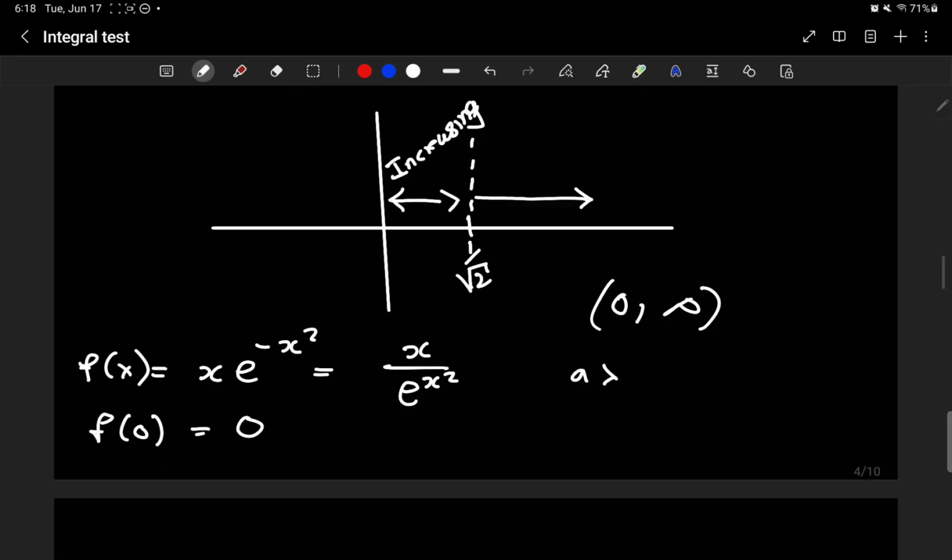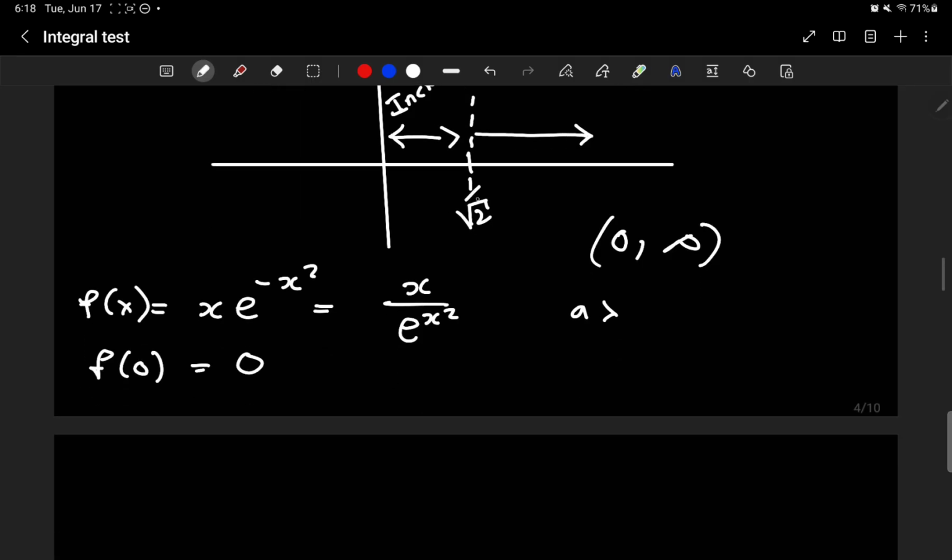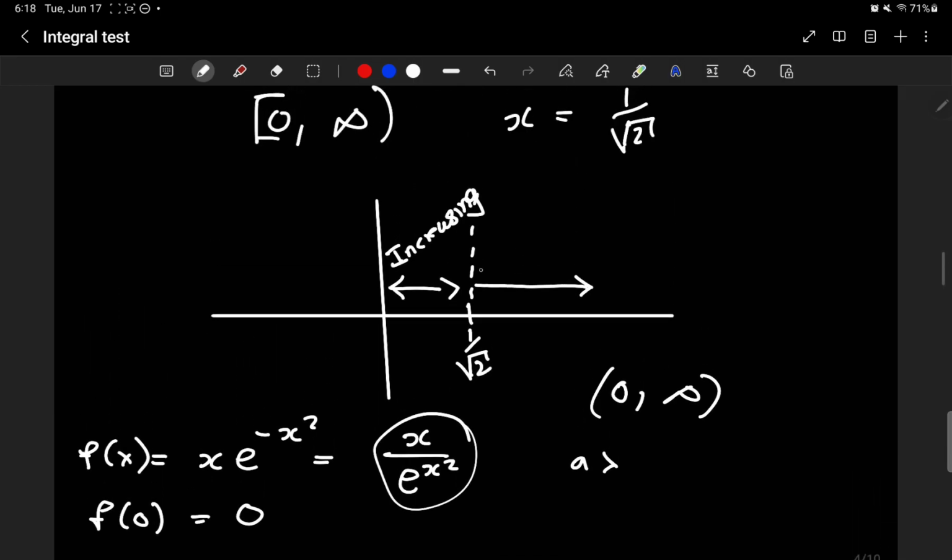You can actually use a calculator, pick any number that is less than 1 over root 2, but greater than 0, and substitute here. You'll see that the answer you'll get will be greater than 0, showing that the function is increasing. Next, we come to 1 over root 2. Since this is a turning point, we expect a change in behavior there.